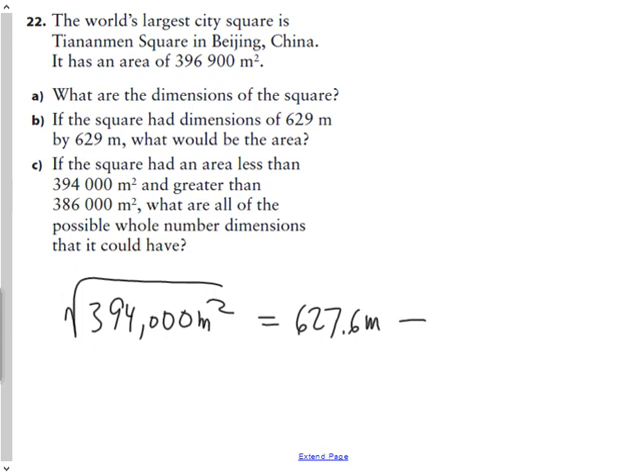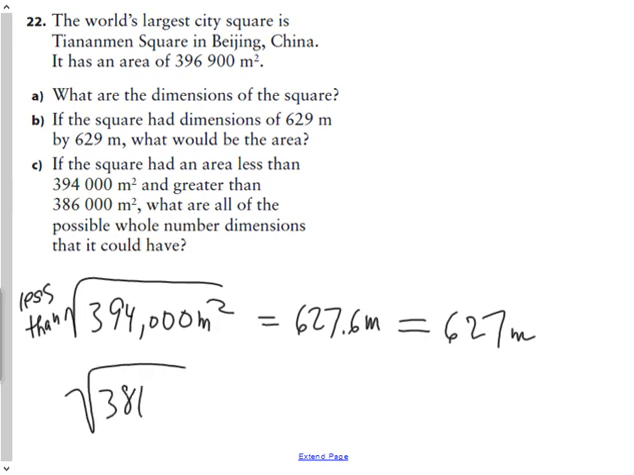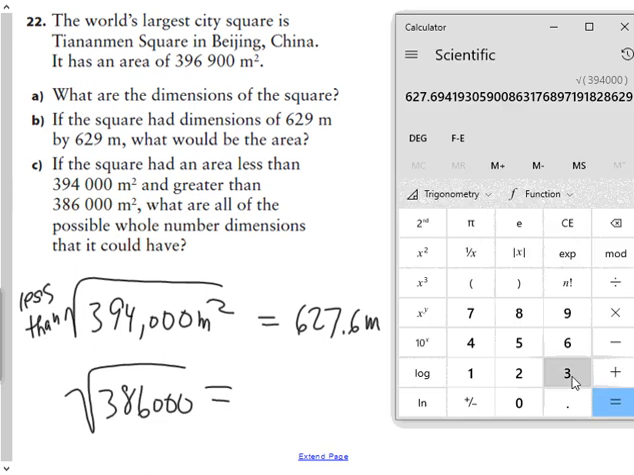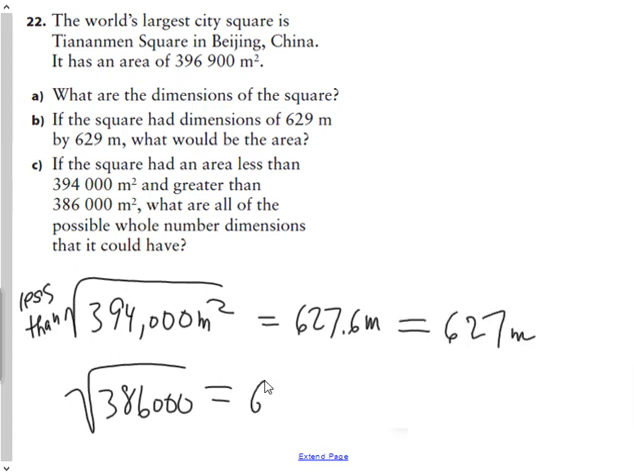So the first whole number that will be less than this is 627 meters. And if we take that 386,001 and square root it on our calculator, we would get roughly 621.3 meters in length, which means the smallest whole number will be 621 meters in length.